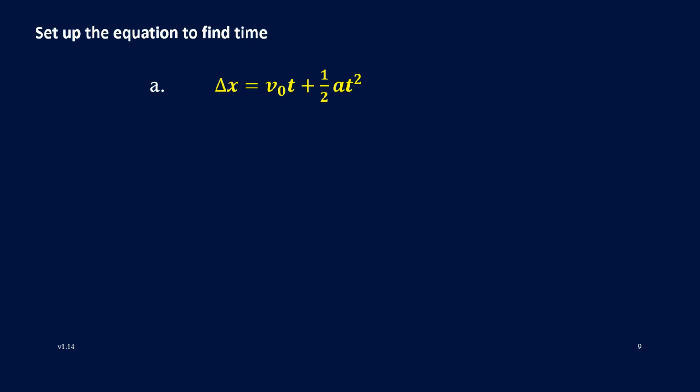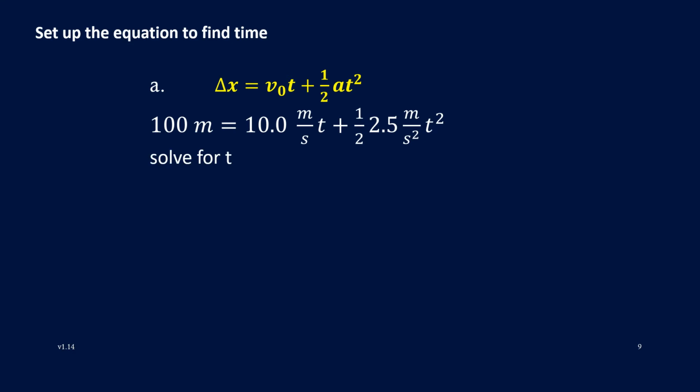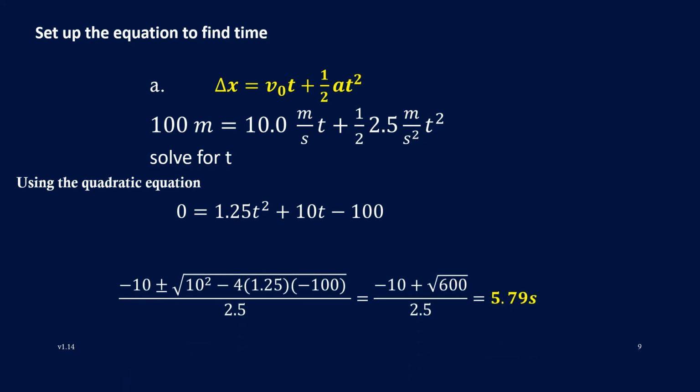I think this equation would be the best because we know the initial velocity, v sub naught. We know the acceleration. We also know the displacement, which is 100 meters. The only thing we don't know in this equation is t, so we can solve for t. In this case, we're going to need to use the quadratic equation. I'm going to set up the quadratic equation first in this format, which you should be familiar with, and then we have the quadratic formula itself. We plug in the values, solve the problem, and we get 5.79 seconds.